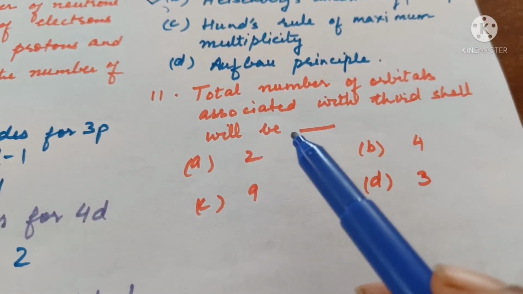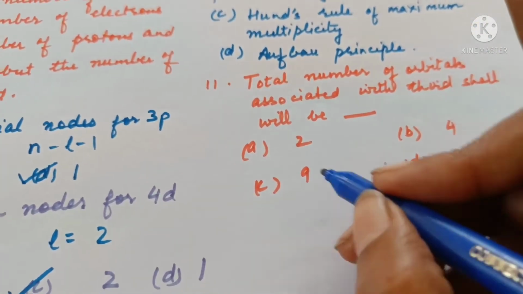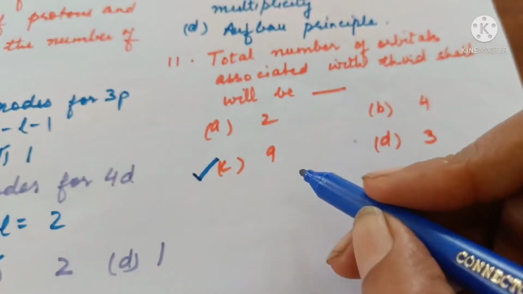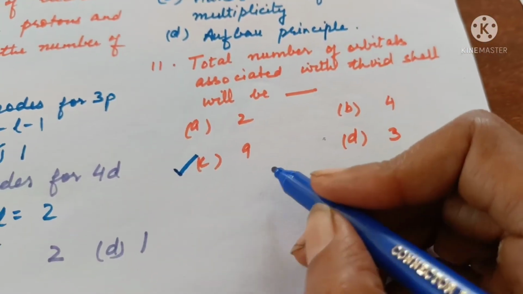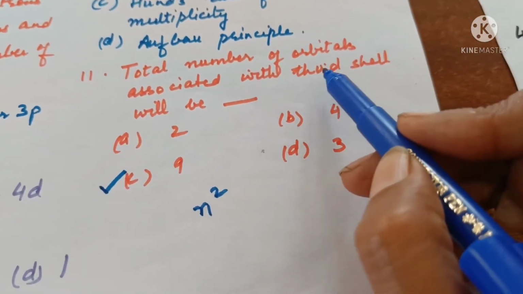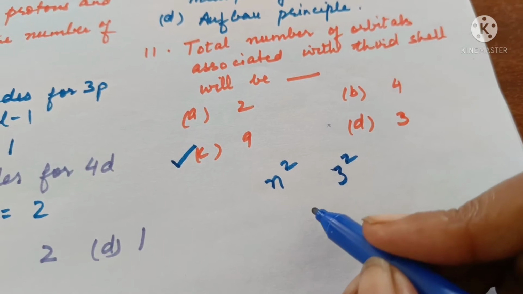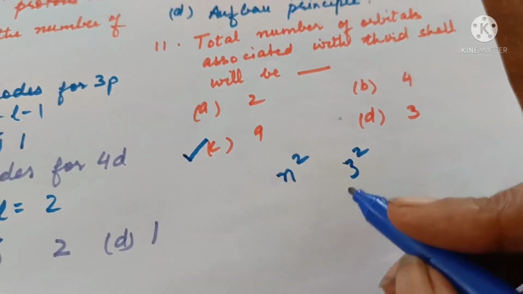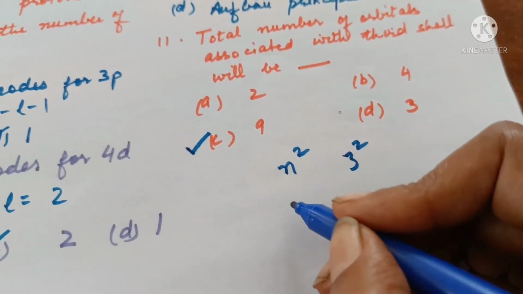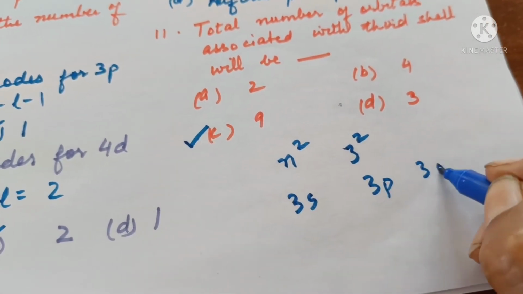Total number of orbitals associated with third shell will be, the option should be 9, because number of orbitals is n square and the value of n in the third shell is 3. So this is 3 square, which is equal to 9. Third shell will have 3s, 3p and 3d subshells.